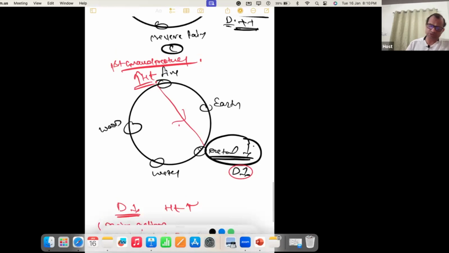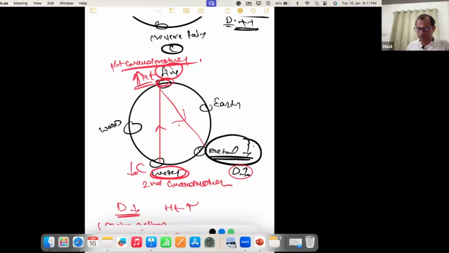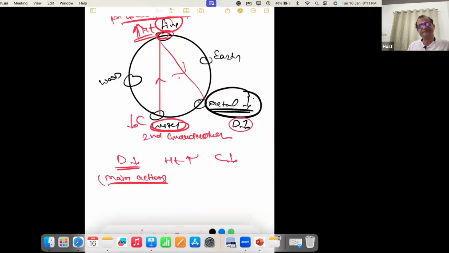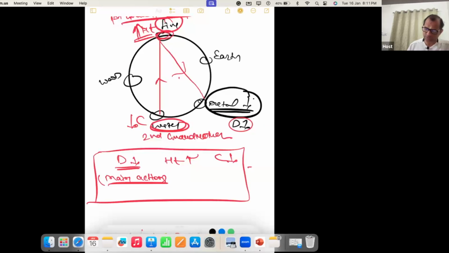Now, who is the grandmother of fire? Water is the grandmother of fire. So water is the second grandmother. Whatever we are doing here on the fire, we will do opposite action with the grandmother. So we are tonifying the heat, so we'll sedate the coldness. Because on the grandmother, we always do opposite action, sedate coldness, done. So dryness sedation, heat tonification, coldness sedation, this is our final treatment.